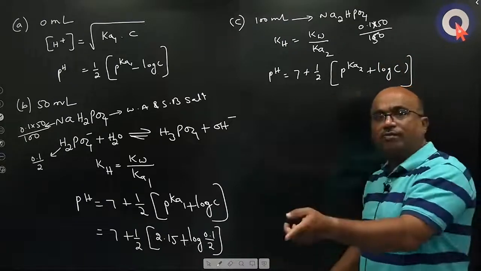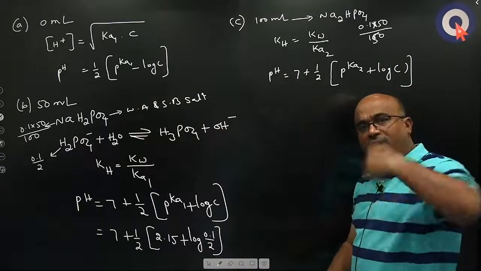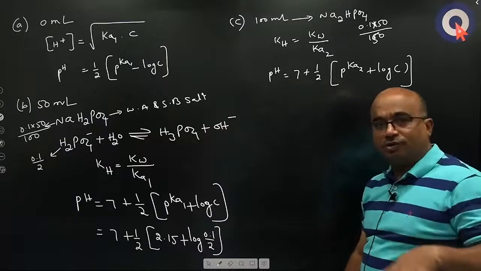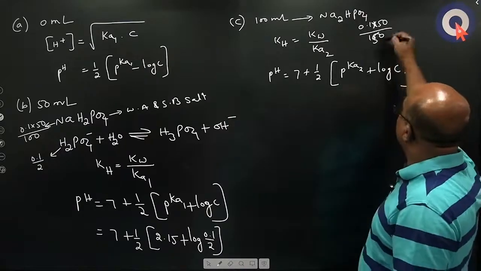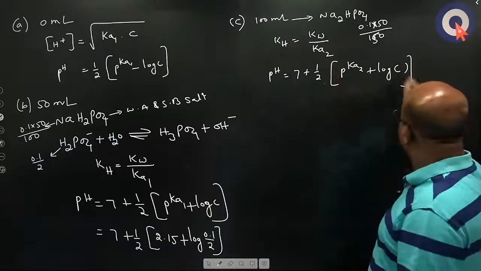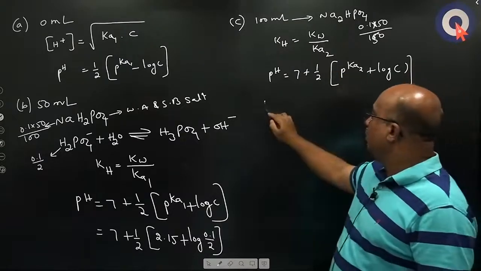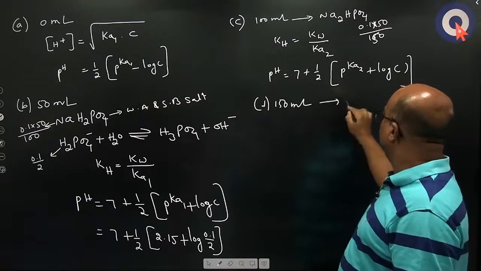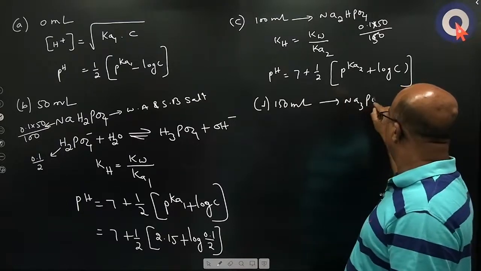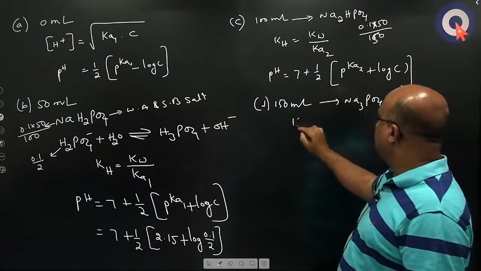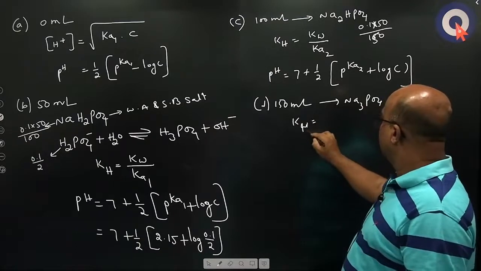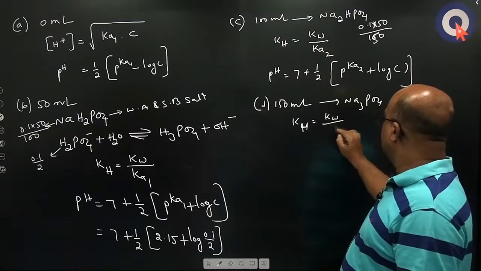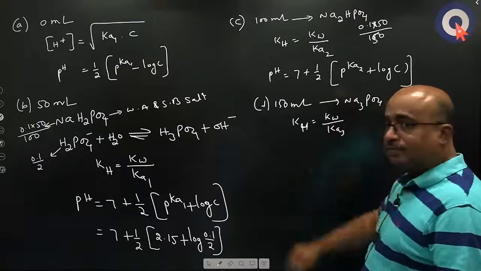Because 50 ml of H3PO4 already, 100 ml of NaOH already, so that it is 150. So that you can write here. Then D, the same 150. Then it is nothing but Na3PO4. Then Kh is nothing but again Kw by Ka3 in this case.